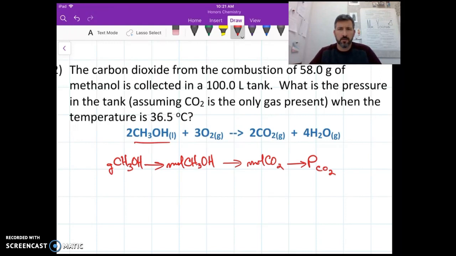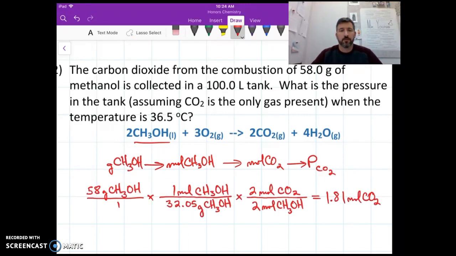Okay, so here's the way I wrote the plan. We're trying to go from grams of methanol, which we can then take to moles of methanol, and then to moles of CO2. This last step, I wrote it this way, but basically we're just saying if we can figure out the moles of CO2, we know the volume of the tank, we know the temperature of the tank, we should have everything that we need to find pressure. Okay? So let's go ahead and see if you can do grams of CH3OH to moles of CO2 right now.